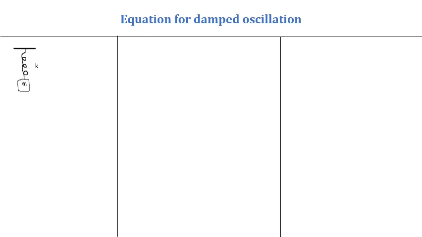Let us consider a spring with spring constant k and a mass m attached to it. If this spring is set to oscillate in a damping medium, then two forces are acting on this system. One is the restoring force, another one is the damping force. These two forces try to reduce the oscillation of the spring. The expressions for these forces may be given as: restoring force is equal to minus kx and damping force is equal to minus r dx by dt.